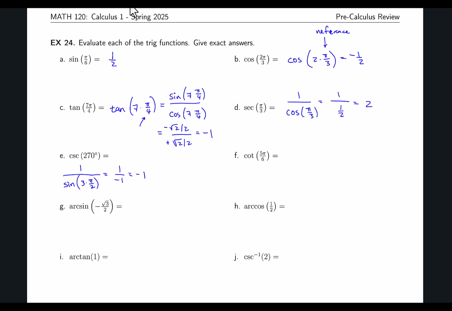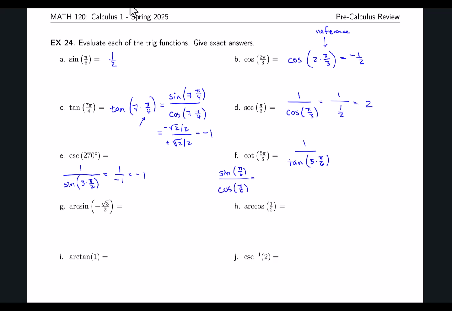Cotangent, 5 pi over 6. Again, just ask yourself what's easier than figuring that out. Well, let's see. So first off, tangent's easier. So I'll make it 1 over tangent. And then it's 5 pi over 6, so 5 times pi over 6. So I just need to first figure out what tangent of pi over 6 is. And it might help to kind of go off to the side and say, all right, so tangent is sine divided by cosine.